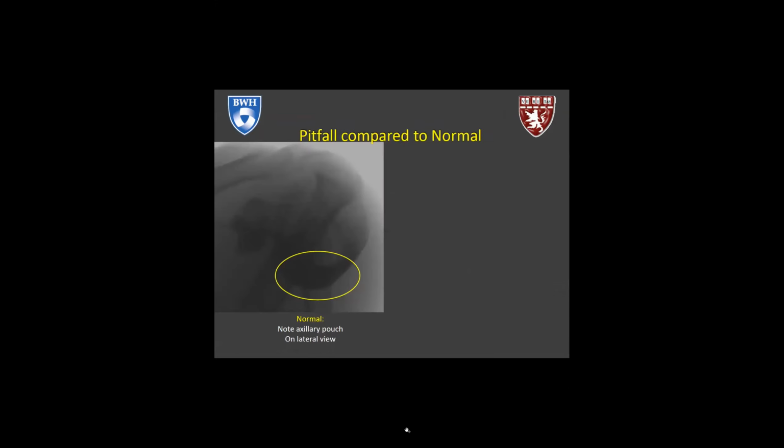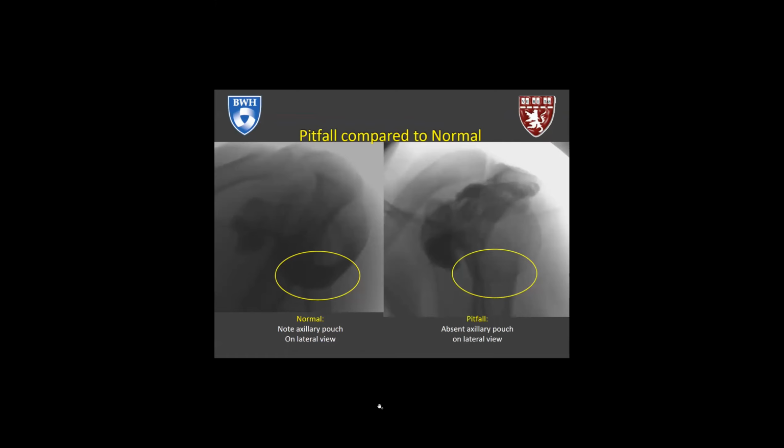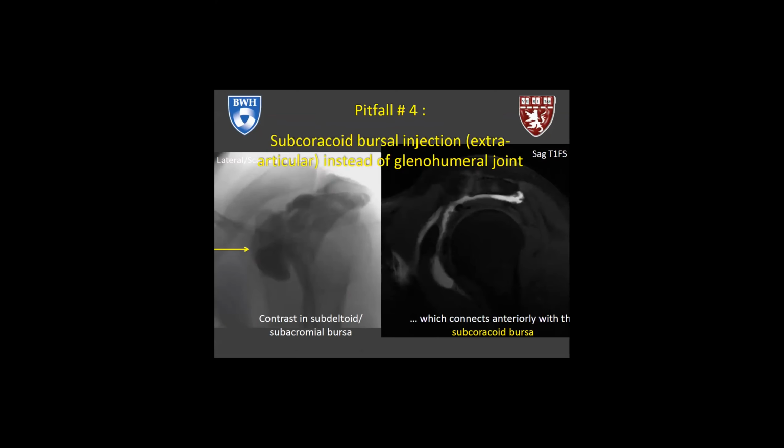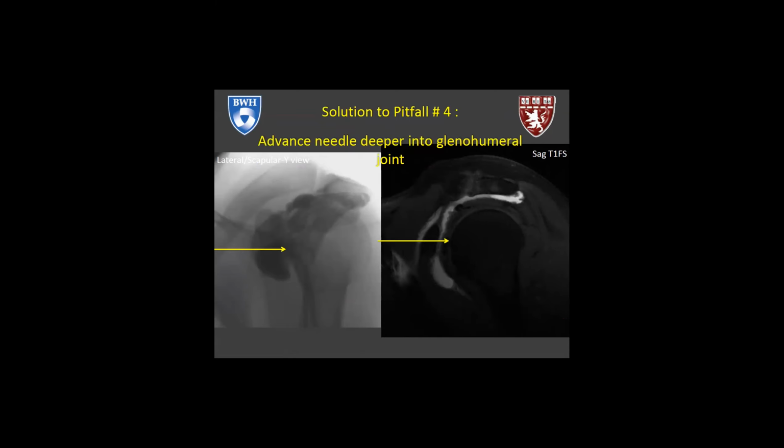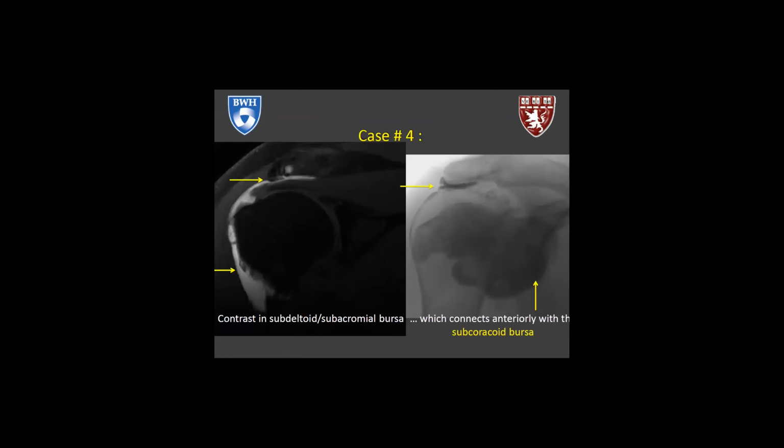Again, on the lateral view, you should have axillary pouch distension, and in our patient, there was none of that. So that all demonstrated that it was not intra-articular to begin with. Again, this is an important pitfall to recognize. In this case, the needle is too superficial, and you need to advance the needle deeper into the glenohumeral joint. And again, this is the point to recognize that the bursae are continuous, but not with the joint.